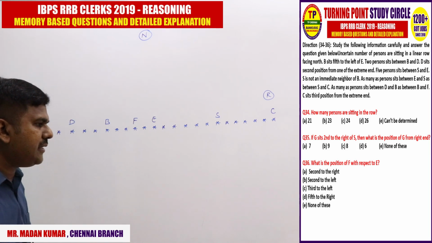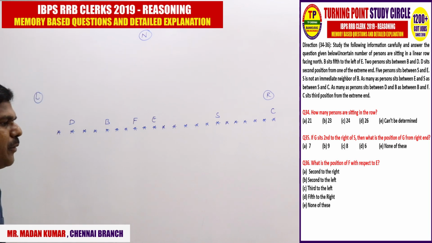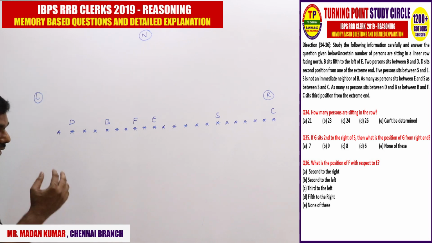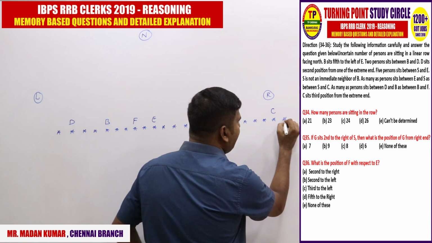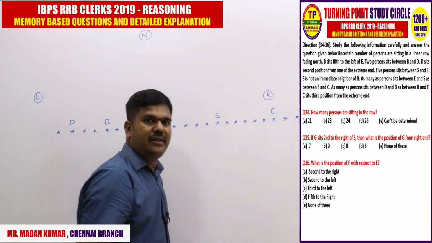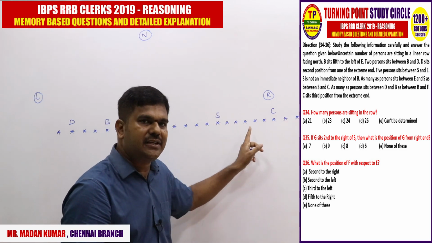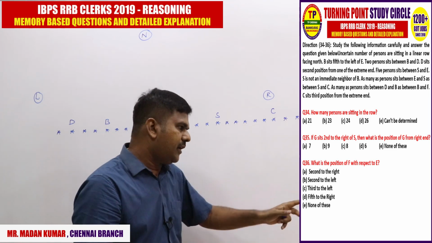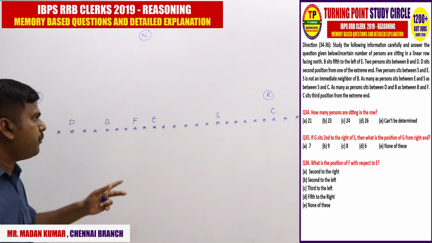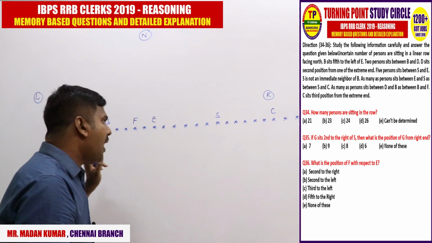What is the last condition being given? C sits third position from the extreme end. So this is the third position, second position, and first position. That's it. Third from the extreme end means third position, second position, and first position. So these are all the information being provided. Accordingly, we got the arrangement.